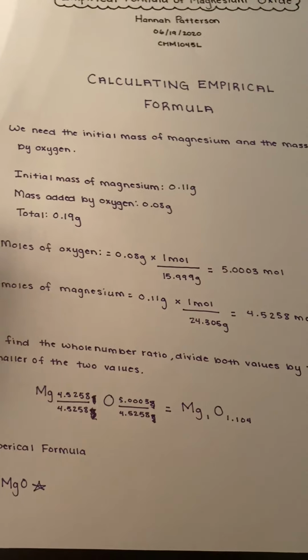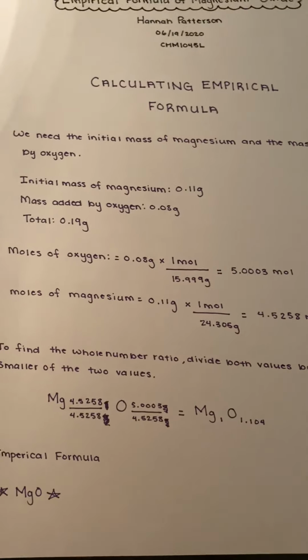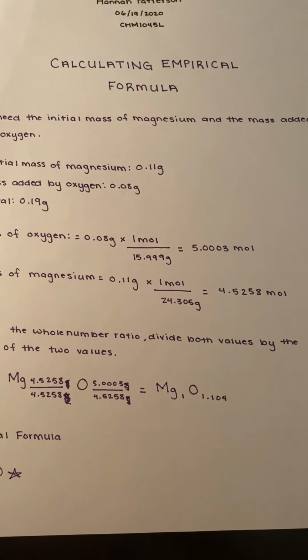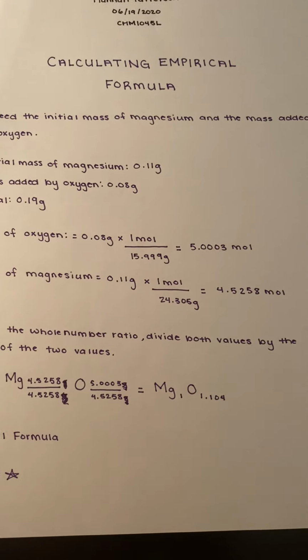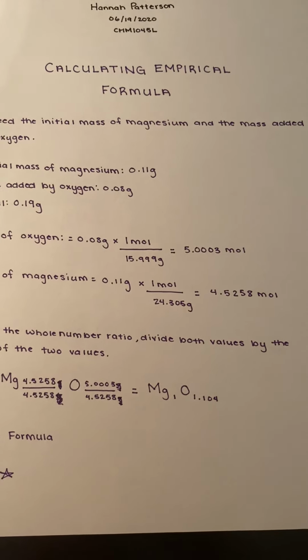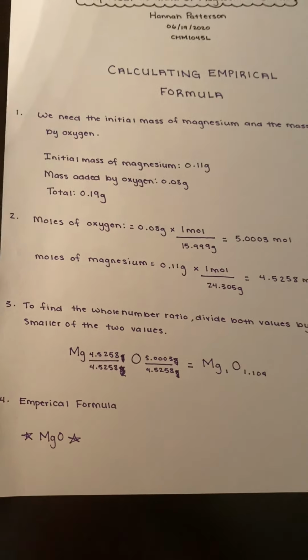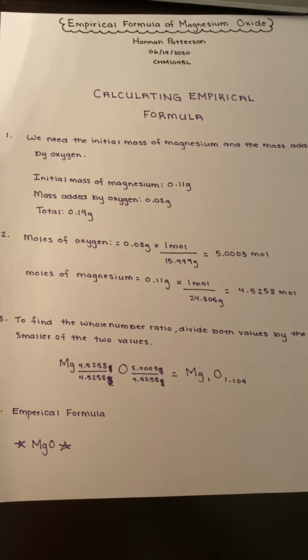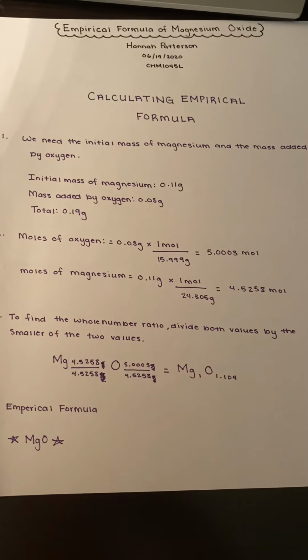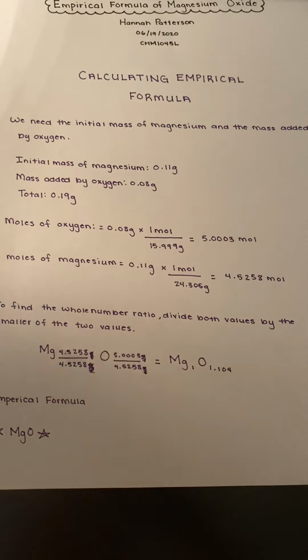So we take our initial mass of magnesium, which was 0.11 grams, multiply that by 1 mole divided by 24.305 grams, and that gives us our 4.5258 moles. And then our next step is to find the whole number ratio. We have to divide both values by the smaller of the two mole values that we got.